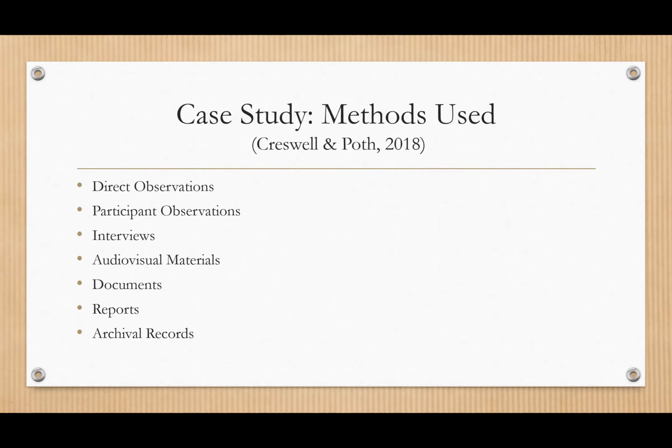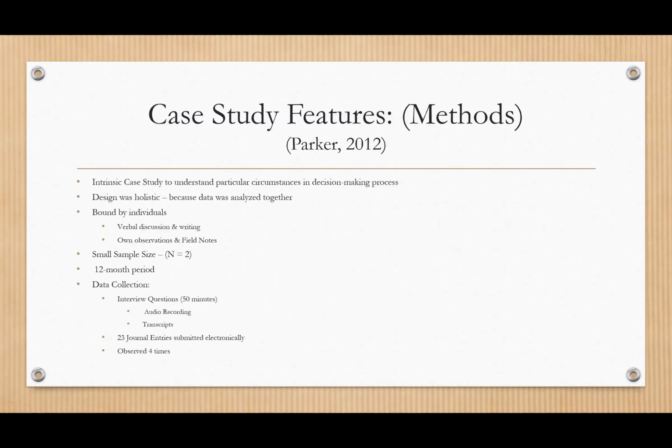Furthermore, in a case study, the methods that are used are direct observations, participant observations, interviews, audiovisual materials, documents, reports, archived records. These are just an example of a few. And in the article by Parker, the methods that were used specifically in her article was that it was an intrinsic case study to understand particular circumstances in a decision-making process. Her design was holistic because the data was analyzed together.